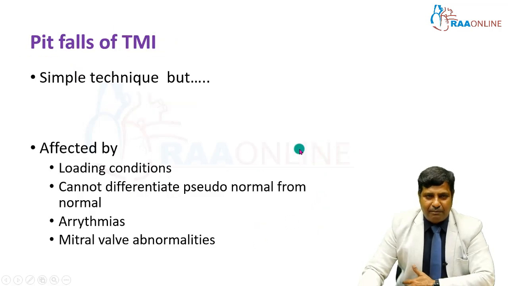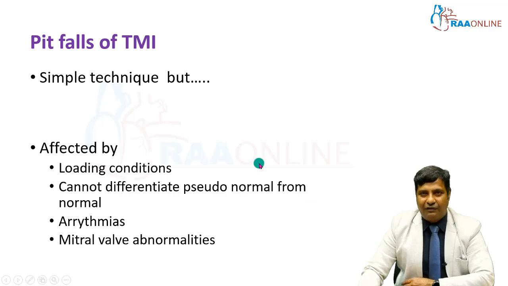Okay, so it is a simple technique, yes, but it has a lot of pitfalls. This transmitral inflow pattern is affected by the loading conditions, and as I already told you, it cannot differentiate a pseudonormal from the normal pattern. And in the presence of arrhythmias, because you need to study both E and A waves, if the A wave is absent, you cannot quantify the E wave velocity. In case of mitral valve abnormalities also, we cannot study this transmitral inflow pattern.